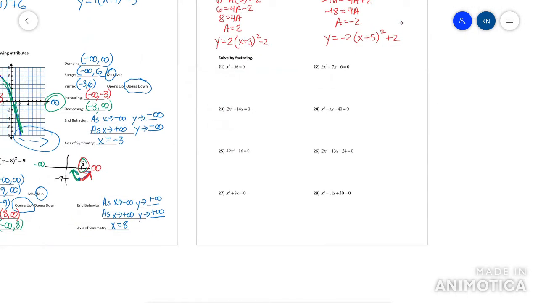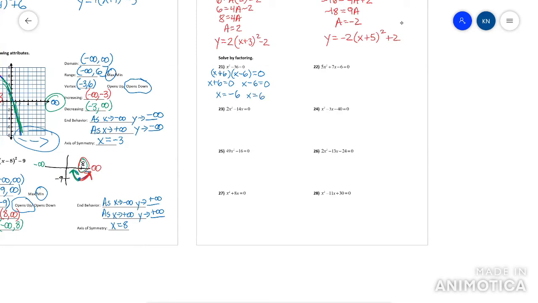The first one's a difference of squares. So just root each thing. Root of x squared is x. Root of 36 is 6. So you just go x plus 6, x minus 6 equals 0. Set each one equal to 0 and solve. So I got x equals negative 6, and I got x equals positive 6.